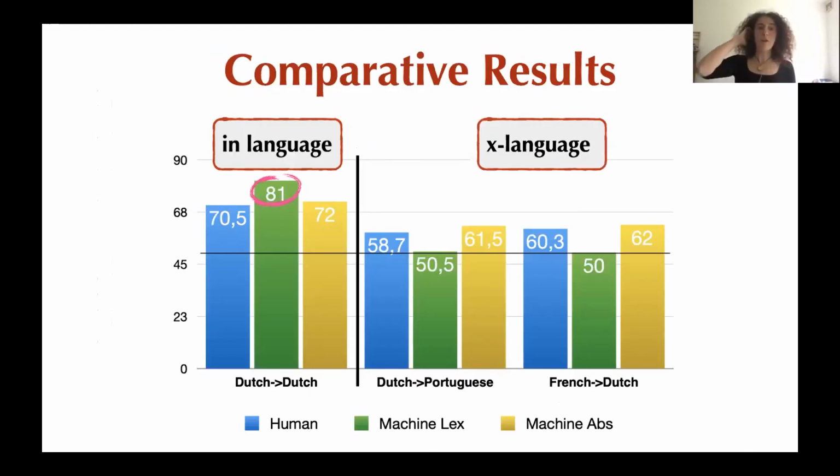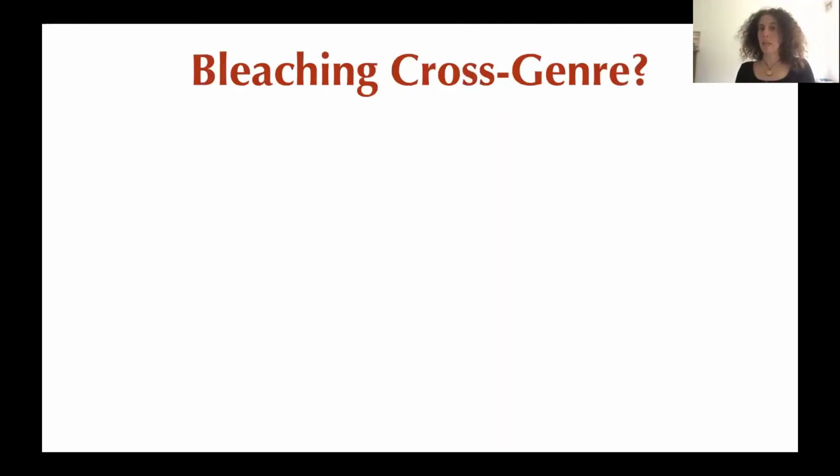Now, how do they do? If you look at it in language, the lexical model does actually better than people. And people and the abstract model, the bleached model, perform more or less the same. Now, if we look at the cross-language situation, then you see that the lexical model does badly, as these are the same scores that I showed you before in the table. But the human and the bleached model perform more or less at the same level. It doesn't mean that they're doing the same thing, but there's still something that you can capture if you don't rely on the lexicon. So this is quite interesting to see. And this is definitely better than the machine.